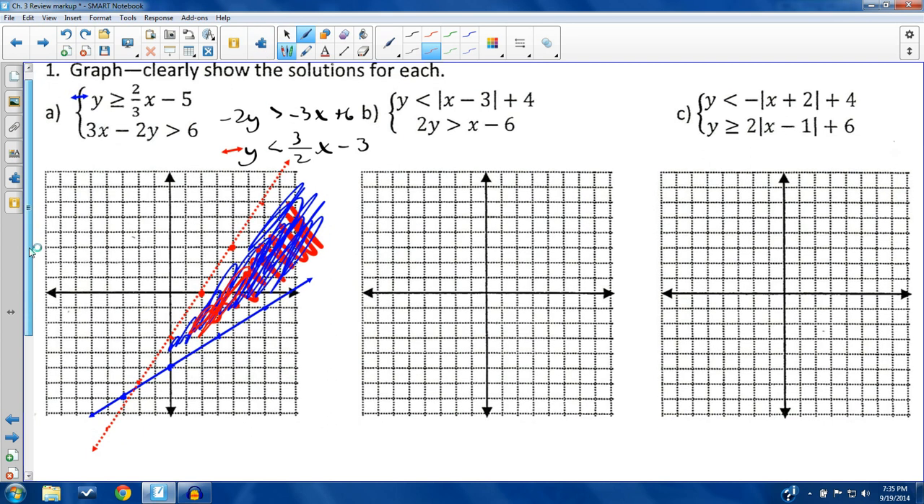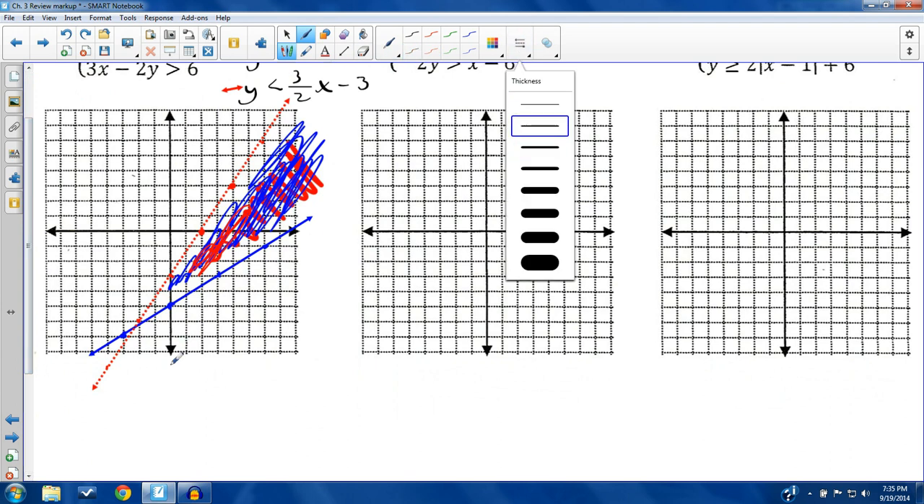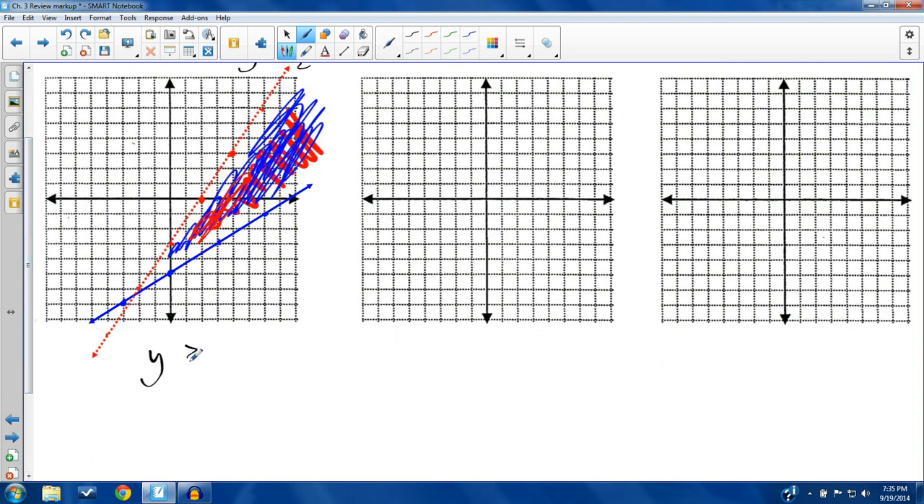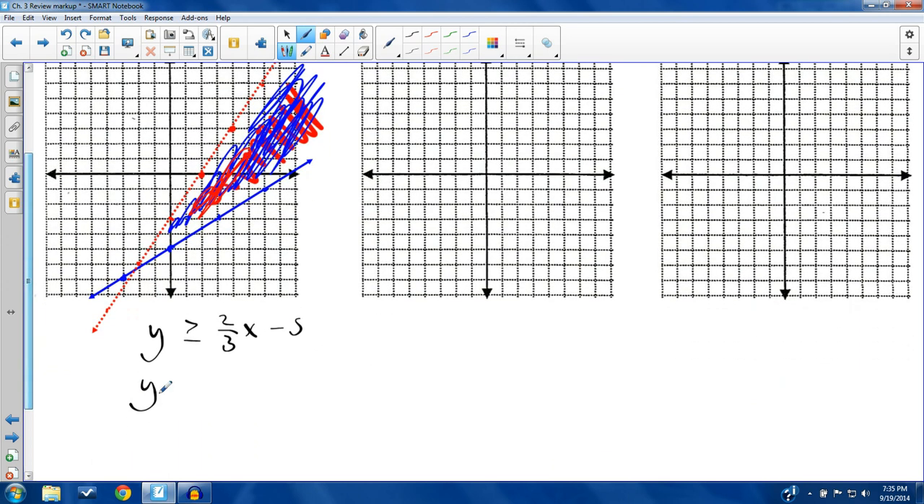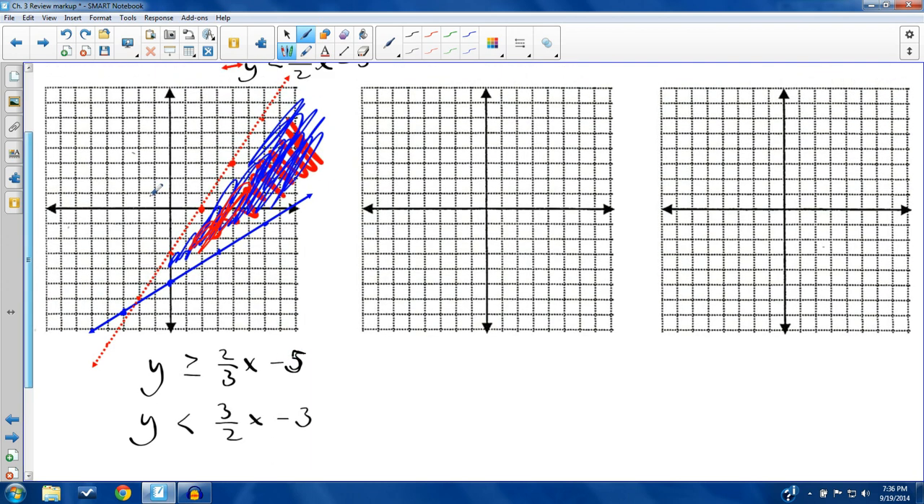Let's go ahead and look down here, and I'm not going to do this for every equation. I'll just do it for this one. I have y is greater than or equal to 2/3 x minus 5, and y is less than 3/2 x minus 3. Okay. Again, what this means is I pick a point. That's a 5, by the way. I pick a point somewhere in here.